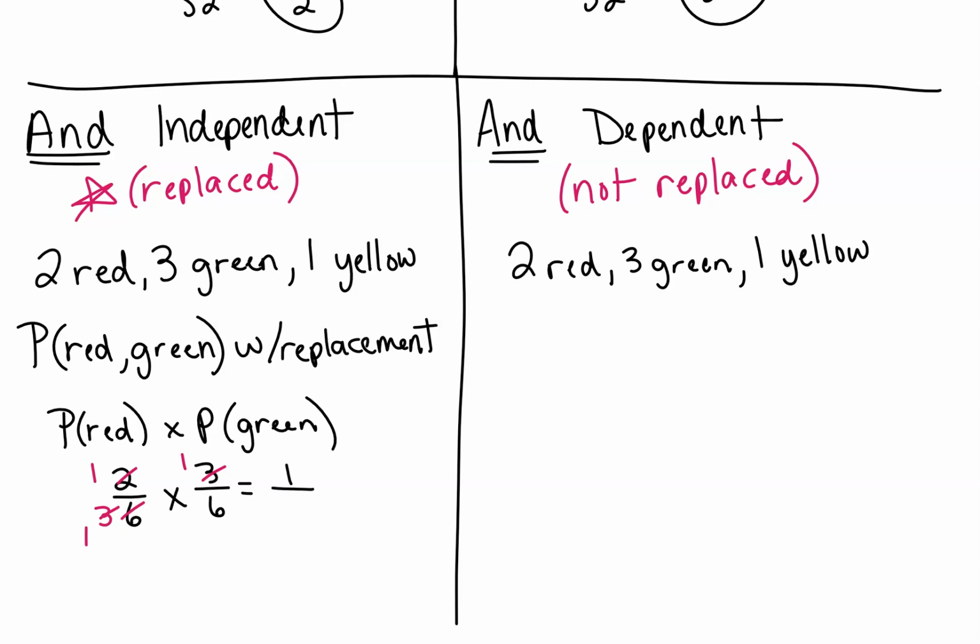So 1 times 1 is 1, 1 times 6 is 6. So the probability that I draw red, then I put it back, and then I draw green is 1/6.